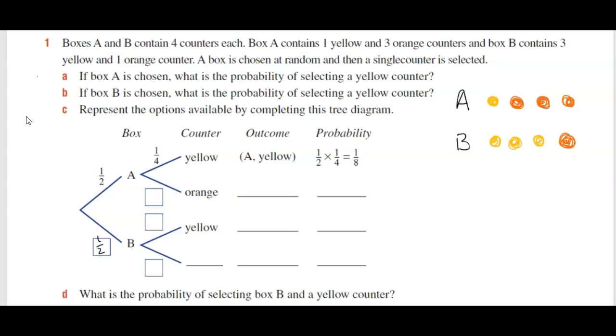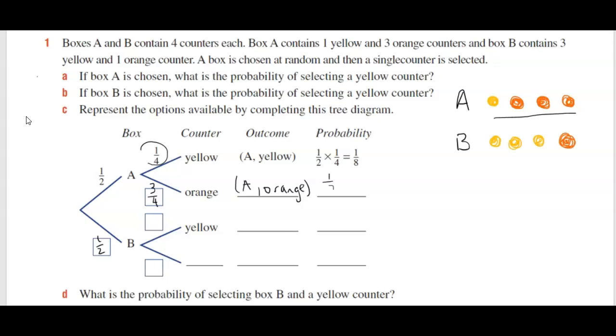All right, and then we're selecting the counter. So the counter can be yellow or orange. If we're box A, the probability of getting yellow is 1/4, which is already written for you. And box A and then an orange is 3 over 4. Remember, they have to add up to 1. You can also see over here that we've got 3 orange counters. So your outcome, you just write along the branches. So we've got A yellow, and then the next one is A orange. And your probability, we just multiply along the branches.